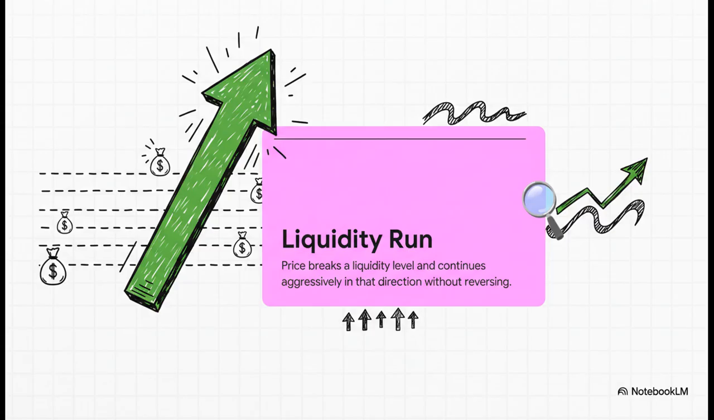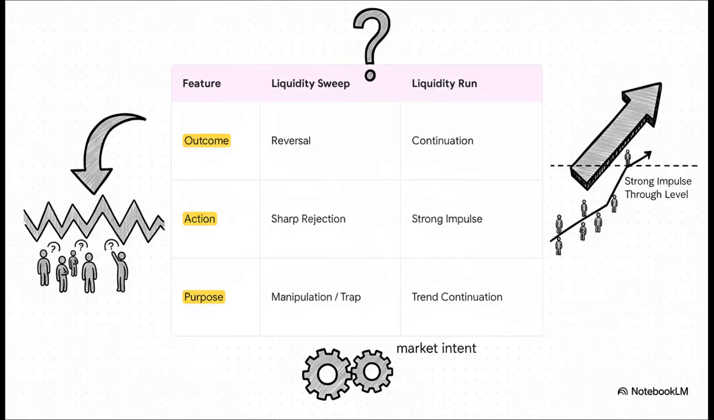A liquidity run is basically the opposite of a sweep. When price hits a liquidity level, it doesn't just tap it and back off. No, it slices right through it with real force and continues aggressively in that same direction. A run is a sign of true strength and tells you the trend is still very much alive. Okay, let's put them side by side to make it crystal clear. A sweep results in a reversal. A run results in continuation. A sweep looks like a sharp rejection at the level. A run looks like a powerful explosion through the level. One is for manipulation, for trapping traders. The other is for continuing the trend. Being able to tell these two apart is a crucial skill.